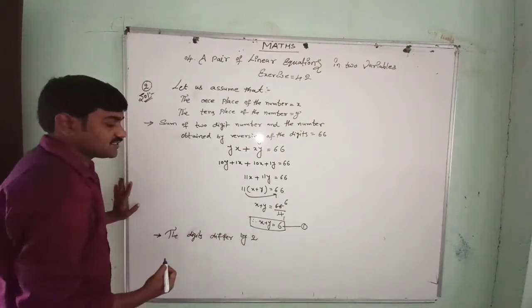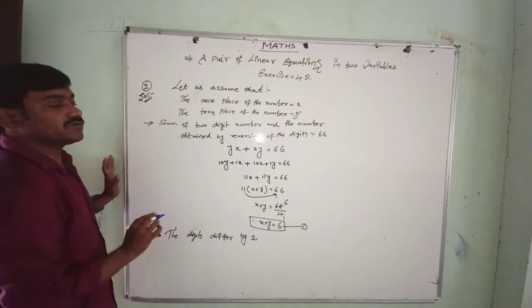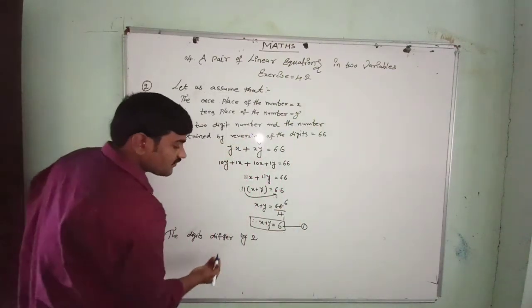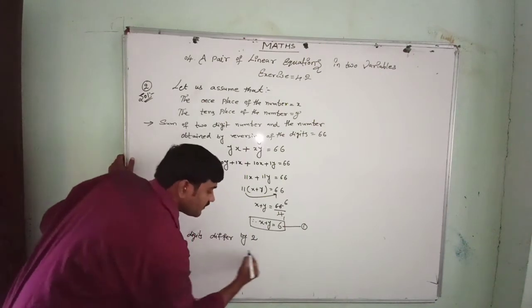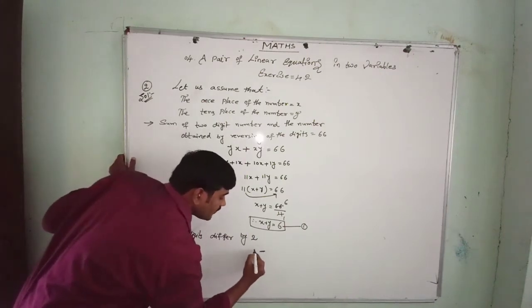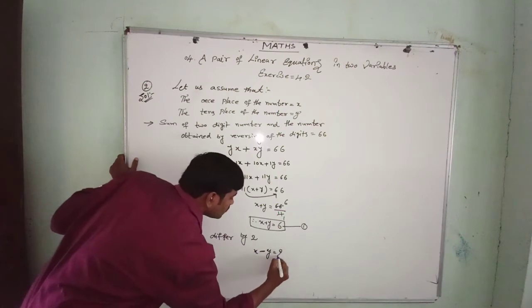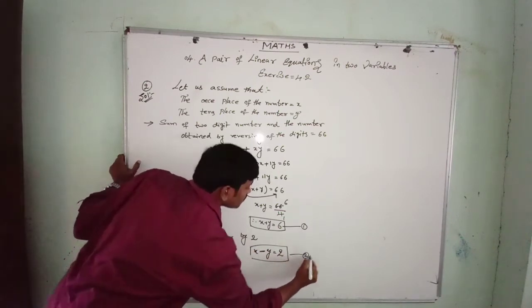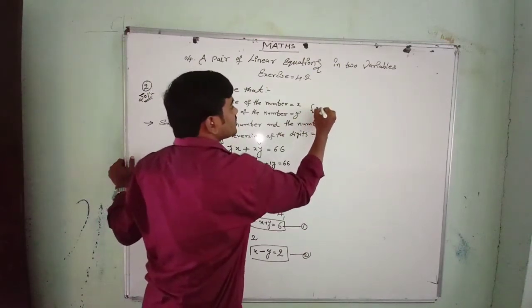For the second statement, the digits differ by 2. Let us assume the digits differ by 2. Here we write the difference as subtraction: x minus y equal to 2. That means the digits differ by 2. Equation number 2. Let us assume x is greater than y.